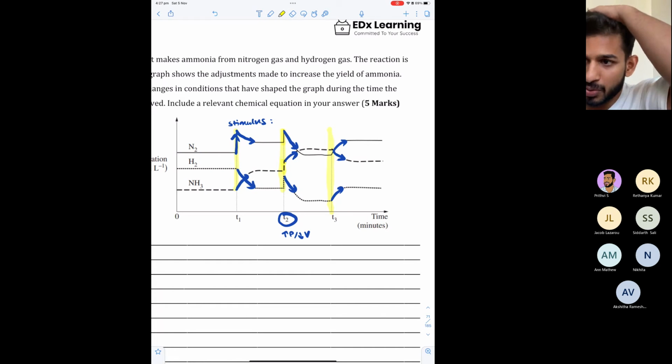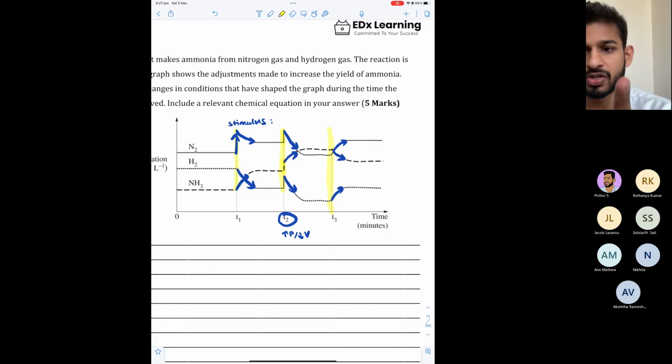Because as you all know, when you change the temperature of a system, immediately, the second you change temperature, nothing happens. The second you increase temperature, all particles have increased kinetic energy, but you need time for the particles to collide and change from reactant to product. Does everyone agree? And so what you end up seeing is this gradual change in concentration only later in time.